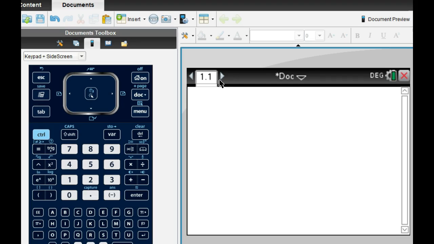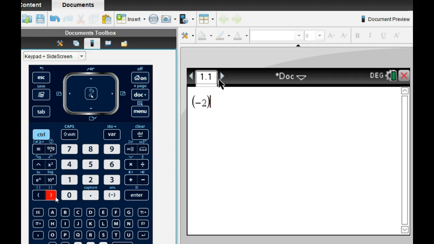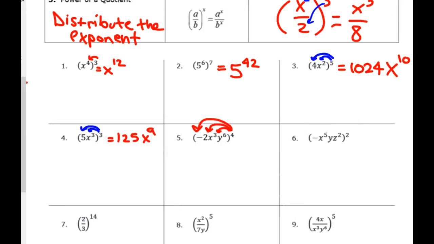Okay? Negative 2 to the power of 4, you must use parentheses. Here's why it matters. Negative times a negative times a negative times a negative should be a positive answer, right? But if you do negative 2 power 4 without the parentheses, it'll automatically make it a negative. Do you see the difference here? So when you do a power of a negative, parentheses, please. So this should be 16.